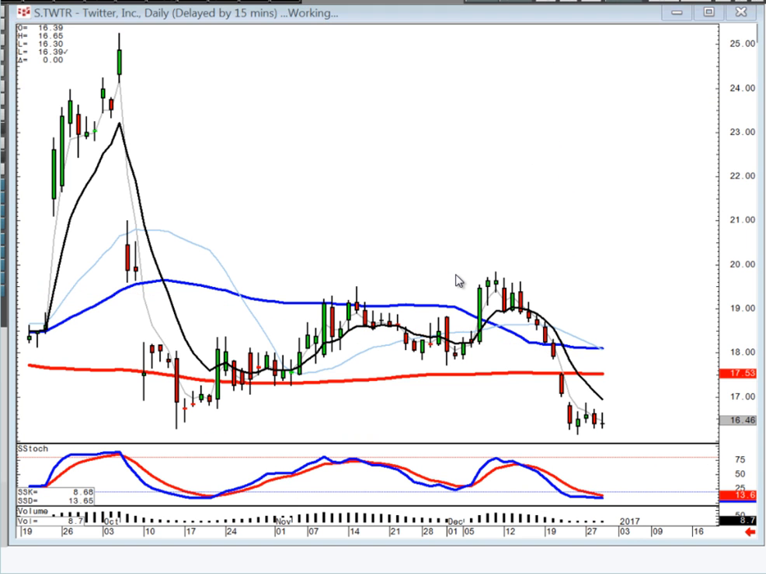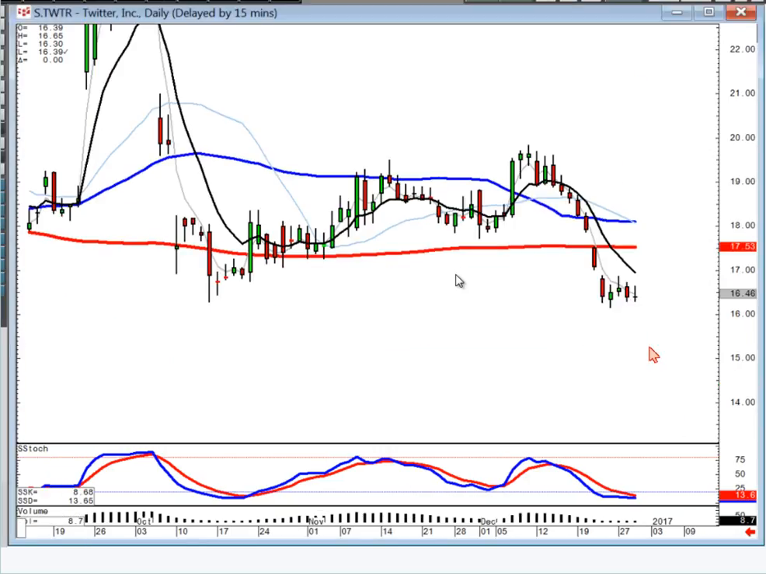Twitter, if you're anything, you're short. And again, you put your buy stop right up in this level, any signs of strength from here. This is the basing area.